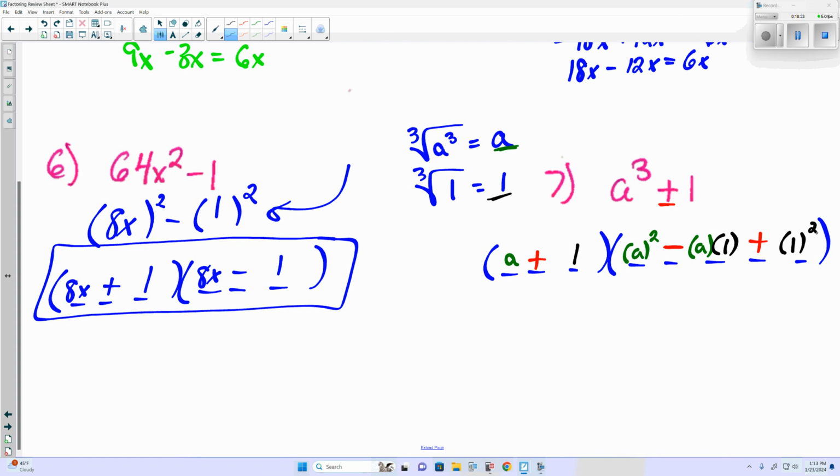Questions on how we set this up? Questions? I just don't understand how you know where to put everything and why there's an 8 and 1. I just don't get it.